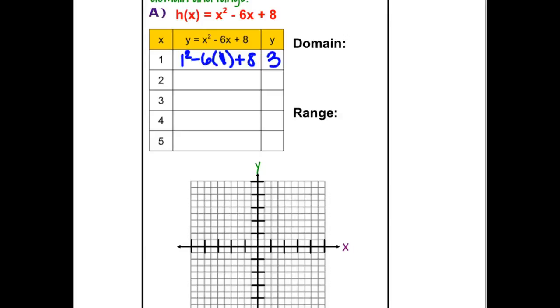Here's the cool part. 5 actually ends up working out the same way. 5 squared is 25, 6 times 5 is 30, 25 minus 30 is negative 5, plus 8 is 3, and that's why I picked the numbers that I did. 2 squared is 4, 6 times 2 is 12, 4 minus 12 is negative 8, plus 8 is 0. It works the same way when you take 4 and square it, and 6 times 4, because 4 squared is 16, 6 times 4 is 24, 16 minus 24 is negative 8, plus 8 is 0.